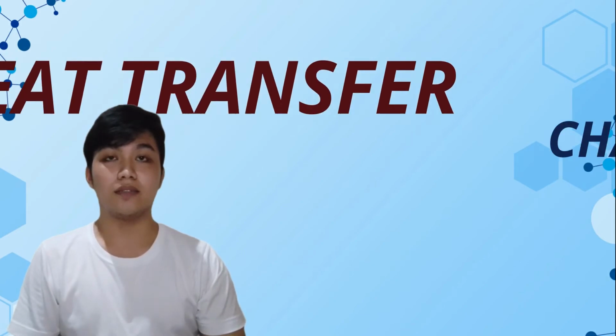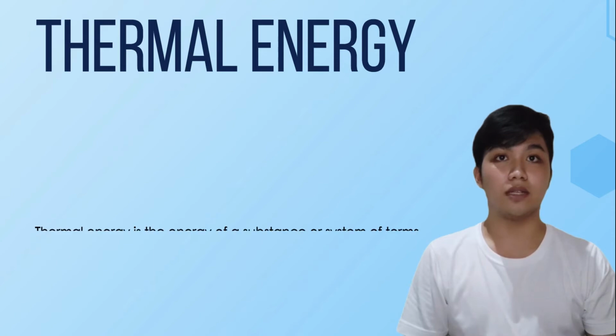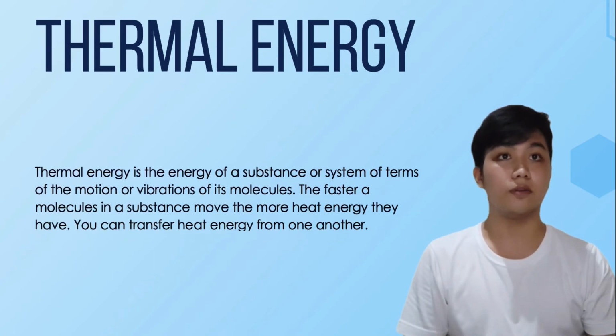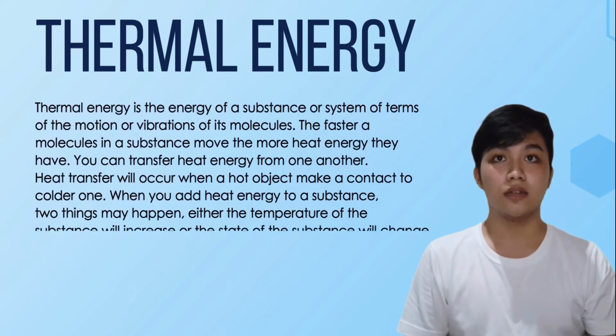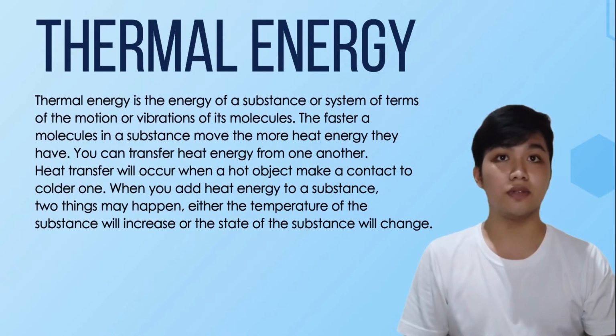So let's talk about heat transfer and changes of state. Thermal energy is the energy of a substance or system in terms of the motion or vibration of its molecules. The faster the molecules in a substance move, the more heat energy they have. You can transfer heat energy from one to another. Heat transfer will occur when a hot object makes contact with a colder one. When you add heat energy to a substance, two things may happen. Either the temperature of the substance will increase or the state of the substance will change.